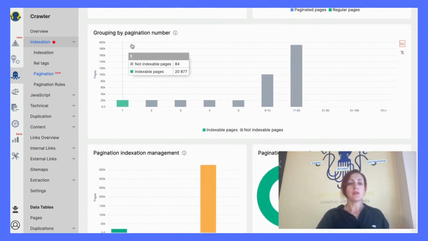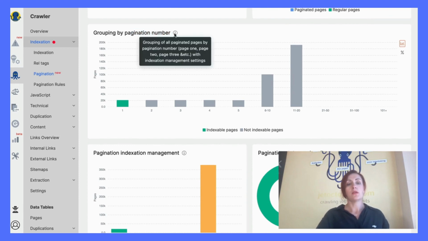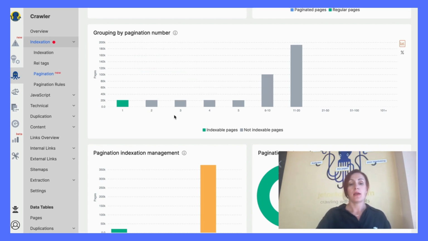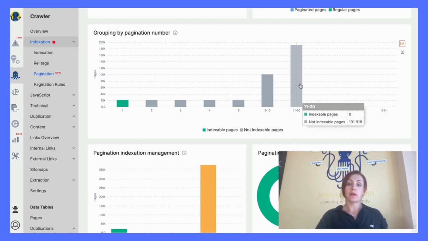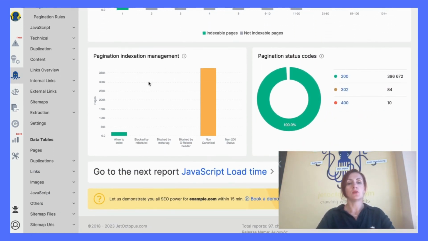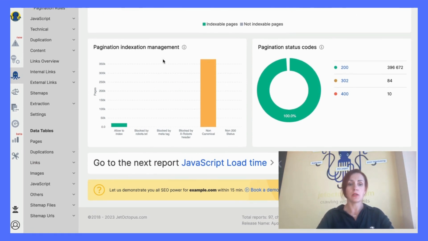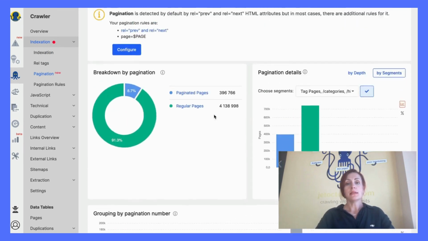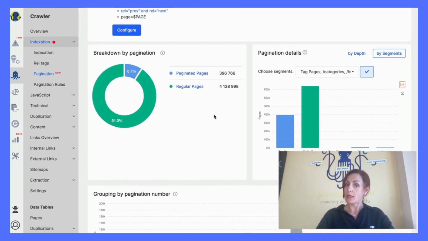The more interesting chart is grouping by pagination number. So it is grouping of all your paginated pages by the number, like page 1, page 2, page 3, etc. In this case, we see that the majority of paginated pages have like 11 to 20 pagination number. Then we have the chart dedicated to indexation management of your pagination pages, and we see how many of them are open to indexation, and the majority of the pages are non-canonical. So this is the initial information dedicated to your pagination.